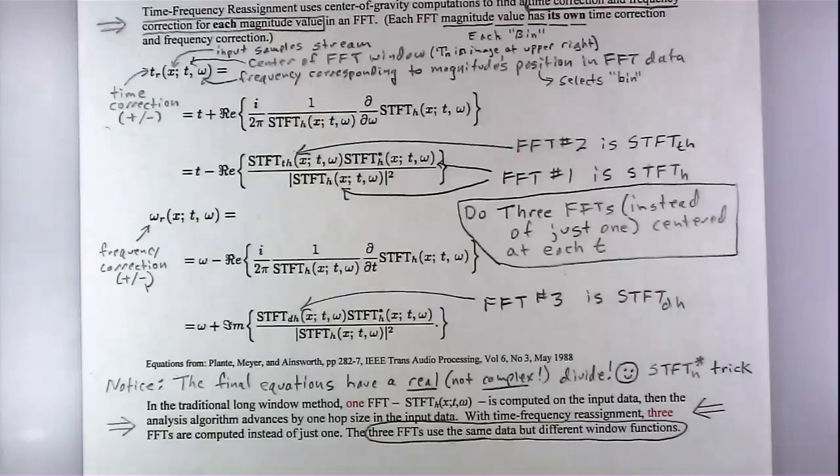FFT number 1 is the one you normally do for a long window analysis anyway. FFT number 2 has a special window function, and I'll explain on the next page what TH is. Now, for frequency reassignment, you end up with the same thing down here, except it's yet a different window function. So you end up with a very similar looking equation, except it's plus imaginary instead of minus real, and you end up with a different window function. But that's all that's going on here, so the thing in the box is a really important thing. You do 3 FFTs instead of just 1, centered at each T.